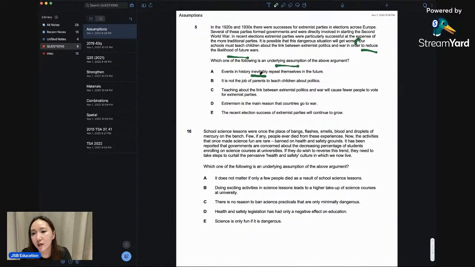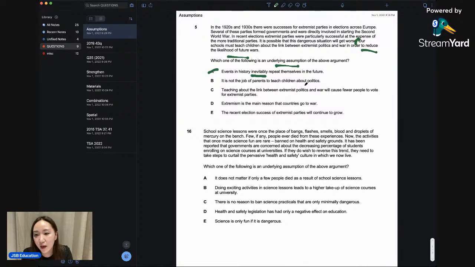If we wanted this to be correct, then this would be helpful for our argument, but our argument isn't based on this. It would be useful if we could say, yeah, just because the extremist party had a role in starting Second World War, this could happen again. Of course, that would help us, but it's not essential to our argument.